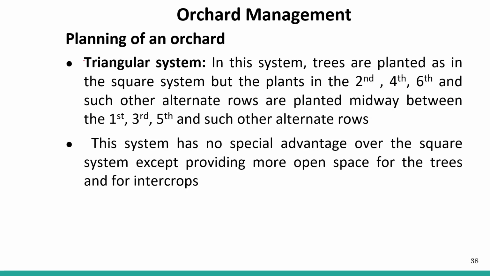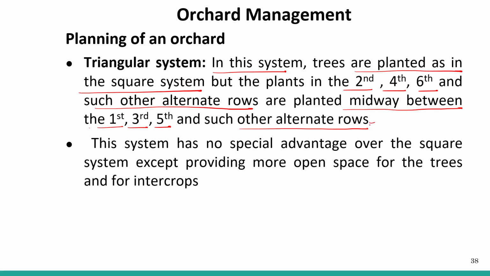Now, the third type is the triangular system. In this system, the trees are planted as in the square system, but the plants in the second, fourth, sixth, and such other alternate rows are planted midway between the first, third, fifth, and such other alternate rows.